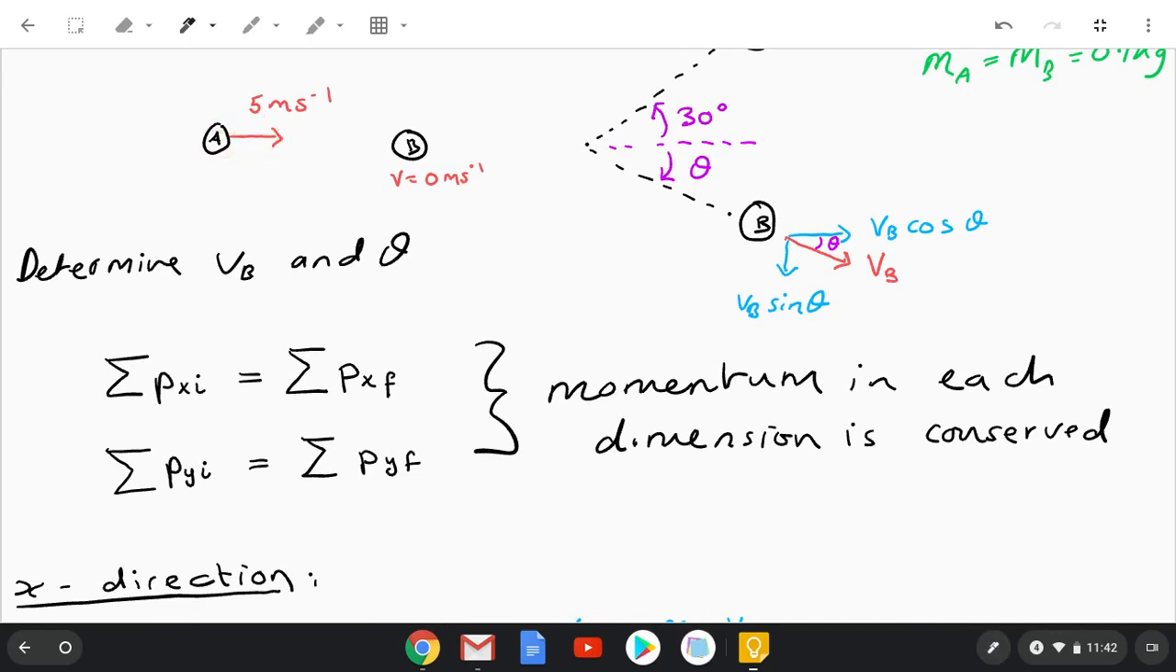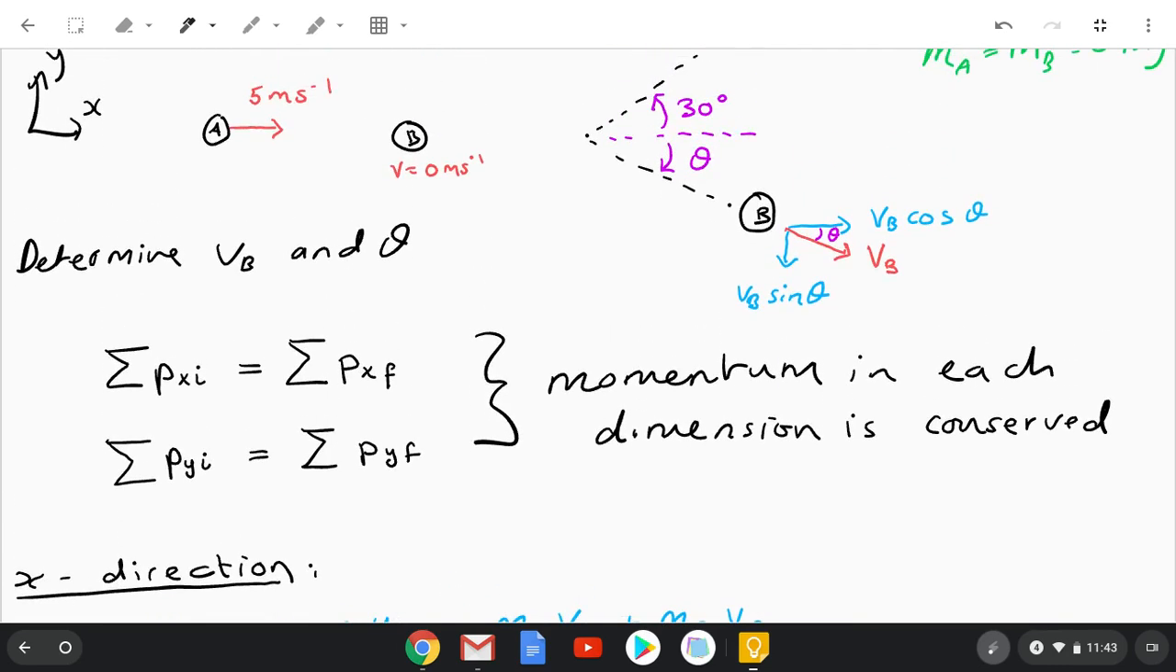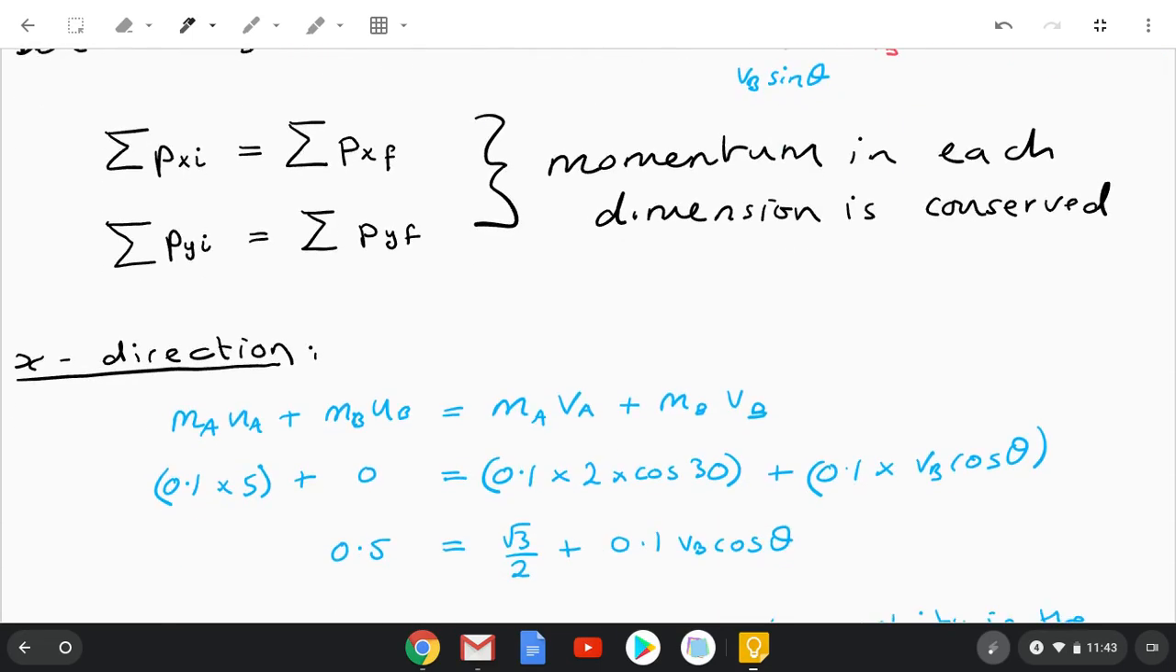If I define a coordinate system, I'm going to call that direction x and that direction y, as you normally have on your graphs. So this direction is x, this direction is y. In the x direction, object A is only moving in the x direction. There's no y component for that. So this is the speed in the x direction.